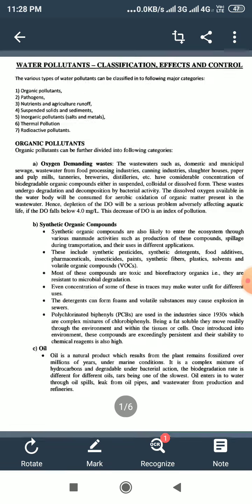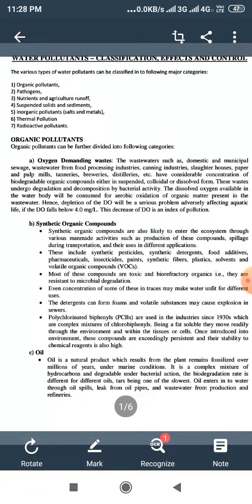The various types of water pollutants can be classified into the following major categories. One is organic pollutants, second is pathogens, third is nutrients and agriculture runoff, fourth is suspended solids and sediments, fifth is inorganic pollutants, salts and minerals, sixth is thermal pollution, and seventh is radioactive pollutants.